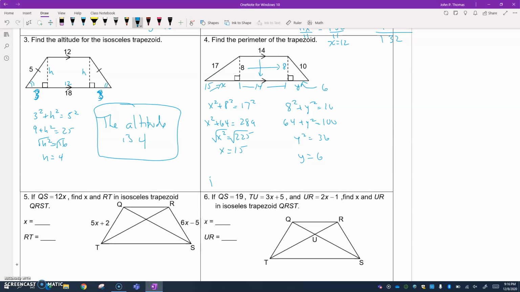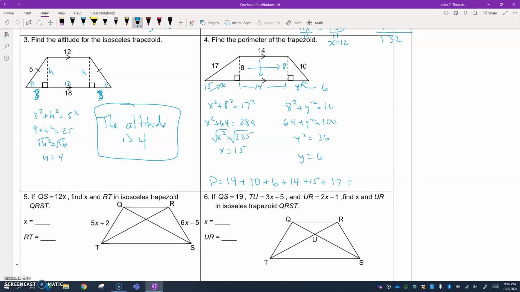Now, that makes perimeter a pretty quick problem because we have all the pieces. So we're going to walk around the outside of this. I'm going to start at the 14 on the top, plus, moving to the right, the 10, plus the 6 we found, plus the 14 we dropped down from the top, plus the 15 we found, plus the 17, and that takes me all the way around, so I don't add any more.